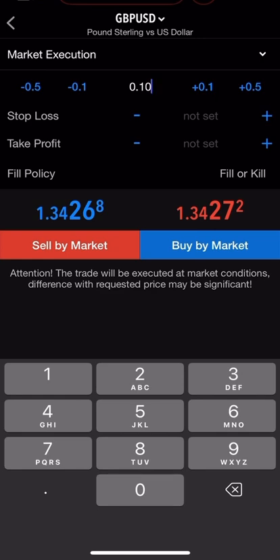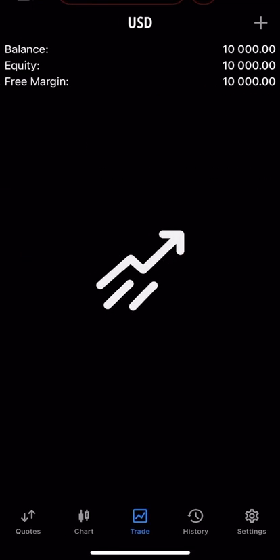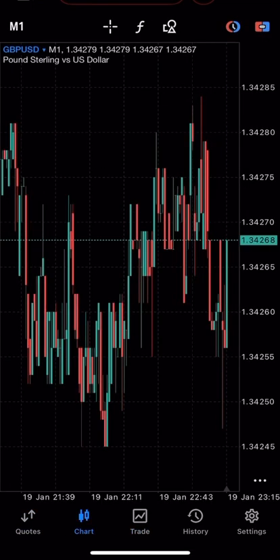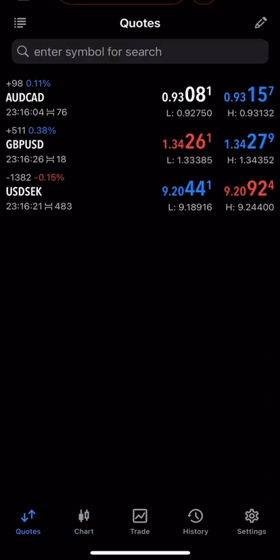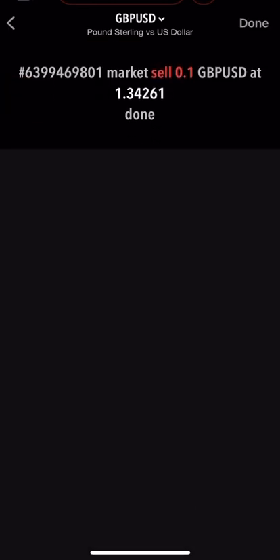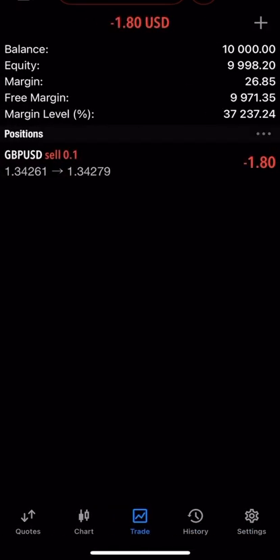So I'm going to enter a trade now, so I can show you guys what a bid and ask means. So right now I'm going to sell GBPUSD. So I just sold it right now. You can see now on the chart, on the trade, you can see GBPUSD sell 0.1.